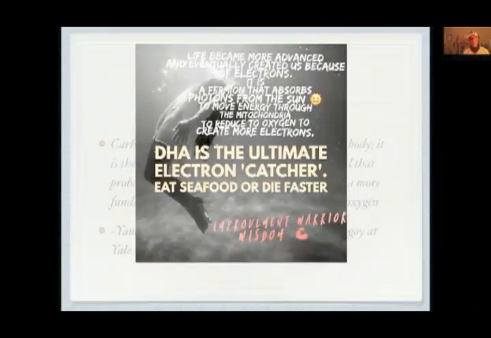Another meme. Life became more advanced and eventually created us because of electrons. It is a fermion that absorbs photons from the sun to move energy through the mitochondria to reduce to oxygen to create more electrons. DHA is the ultimate electron catcher. Eat seafood or die faster. Okay, so electrons or DHA helps you catch those electrons, but without oxygen, DHA cannot work properly. Okay, so close your mouth.